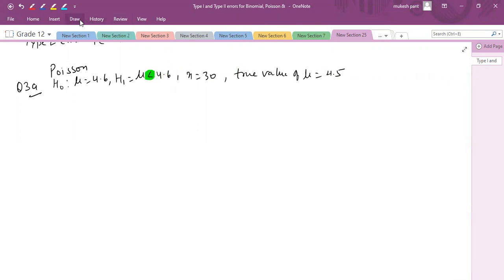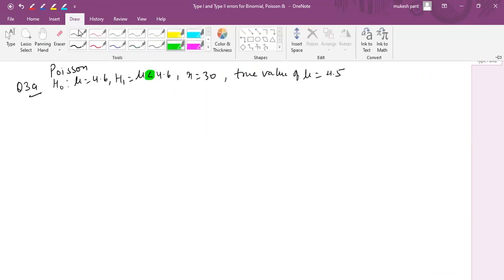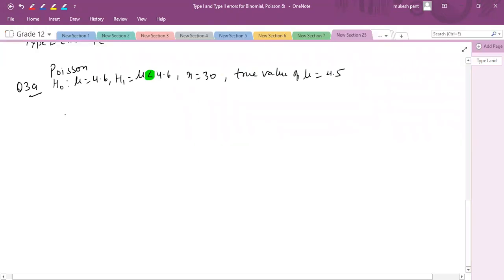But the thing is here, as you know, in case of Poisson distribution you need to find the actual mean as per the data. So there will be a new mean because n equals 30. 30 times 4.6: 0, 3, 6 are 18, 3, 4 are 12. So it will be 138, the new mean.